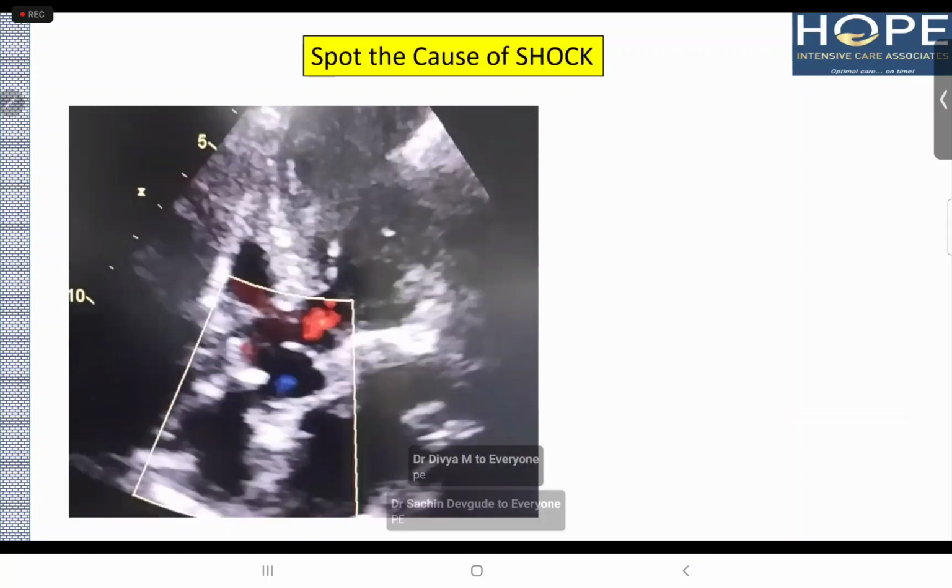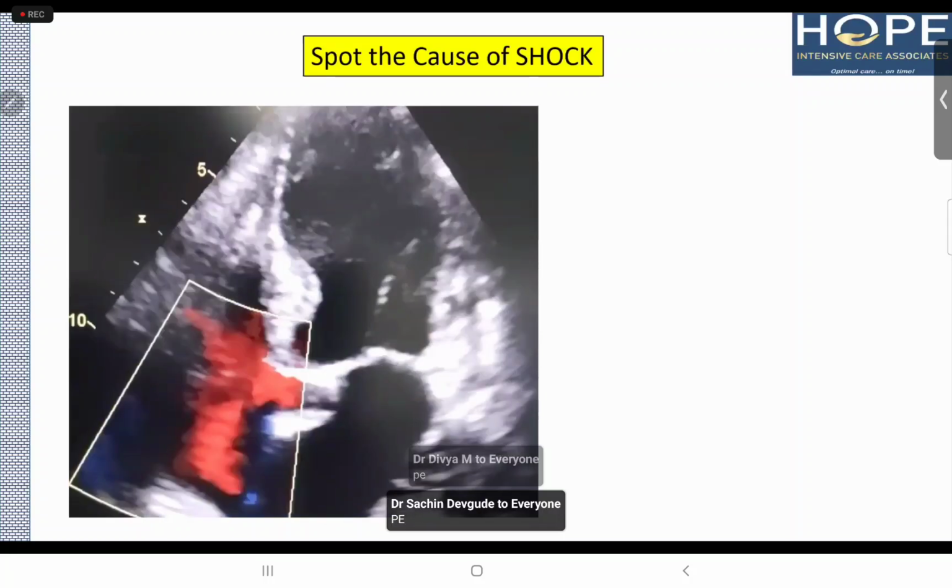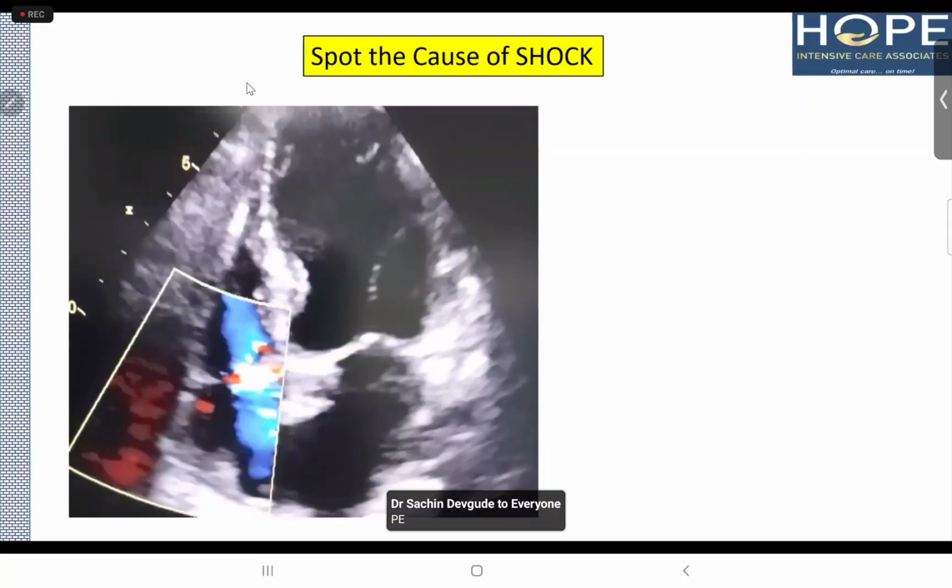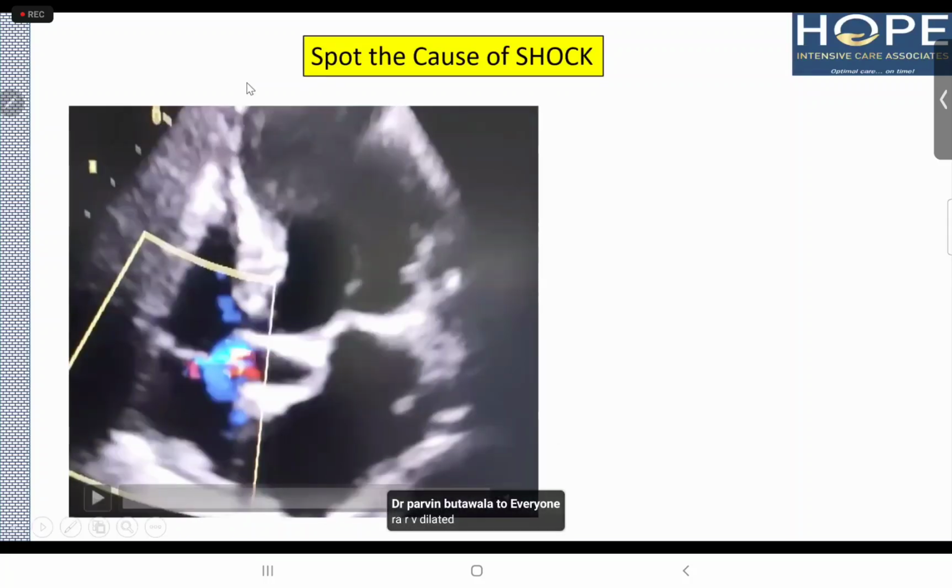So it is obvious. Anybody answered? I can see the chat box. Sorry, my microphone was off. So pulmonary embolism, the majority is saying PE. One person is saying cardiogenic shock, one is saying RA RV dilated, pulmonary embolism. I don't think this is a case where you have seen RA RV dilated. I don't see it anywhere. This is very obviously a very poorly beating LV.